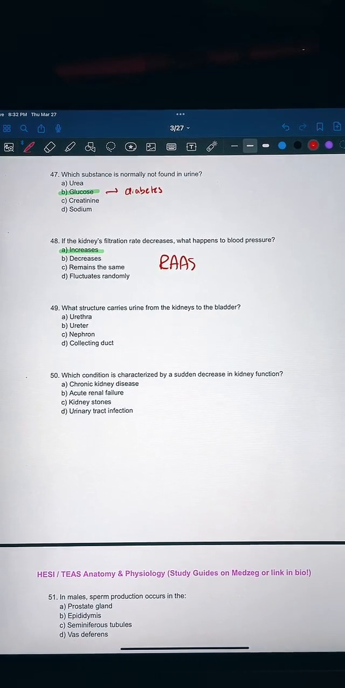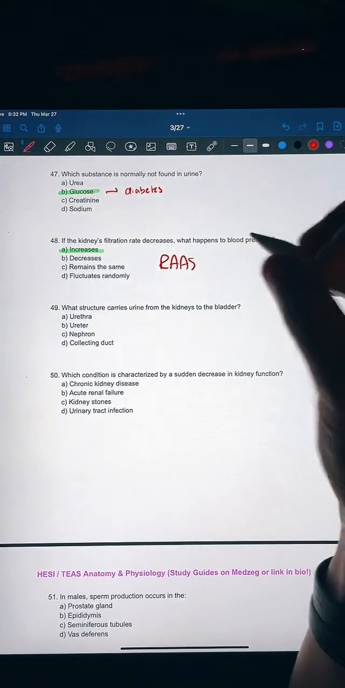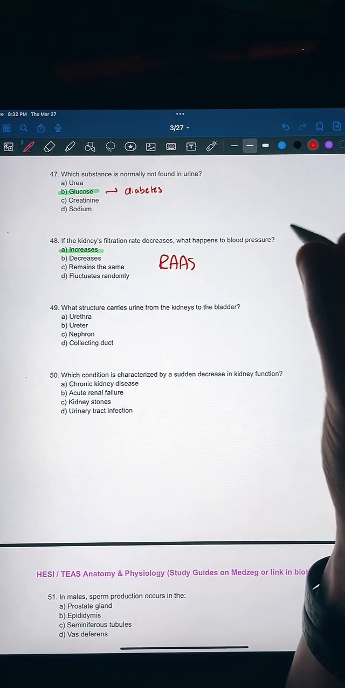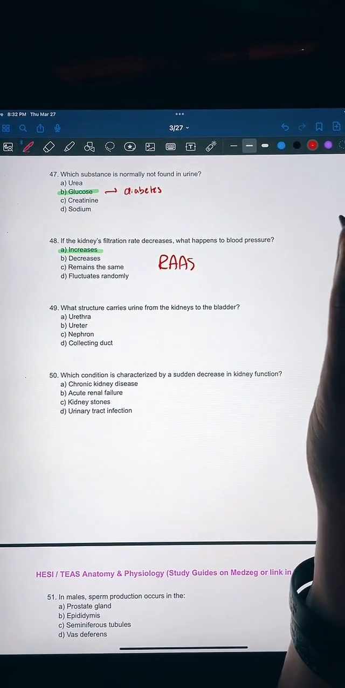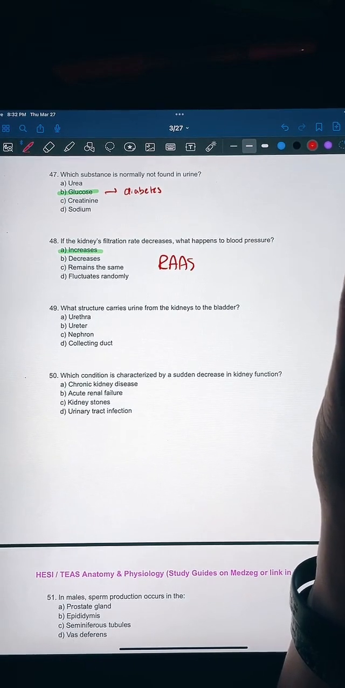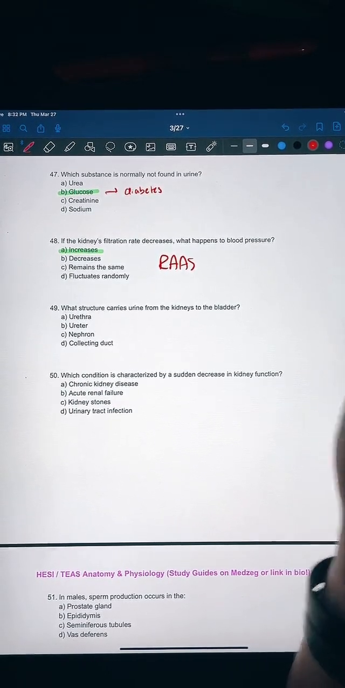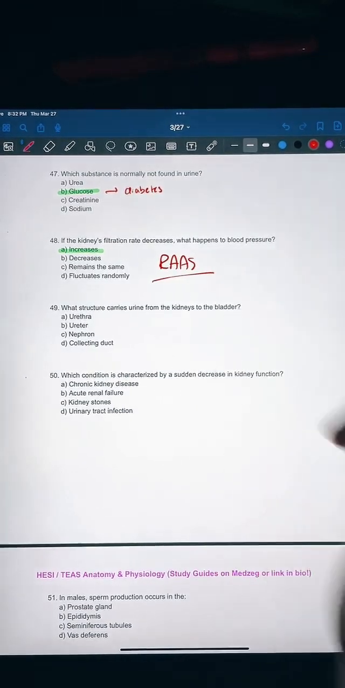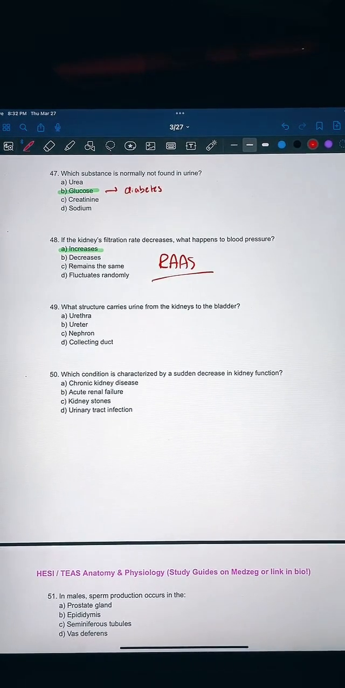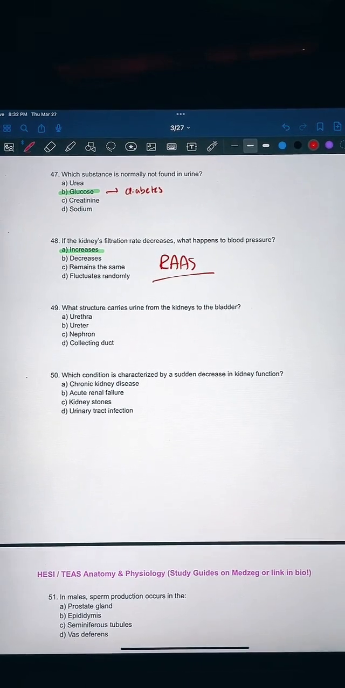So why does the blood pressure increase? When we reduce our filtration rate, reduced filtration rate would lead to fluid retention. And whenever we retain fluid, it increases the amount of pressure because we're keeping fluid in our blood system. So we increase the blood pressure, mainly due to that system that we call the renin-angiotensin-aldosterone system, or RAAS.